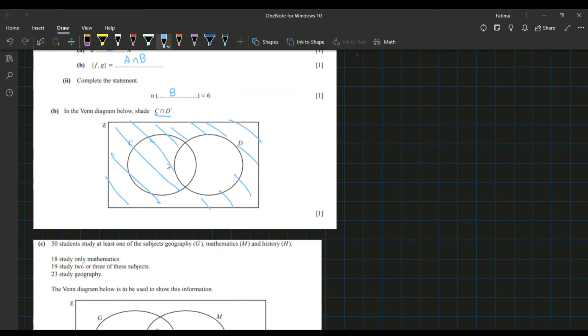So in what regions does C overlap with D complement? That would be this red region over here. So your final answer should only contain these red lines, like so.